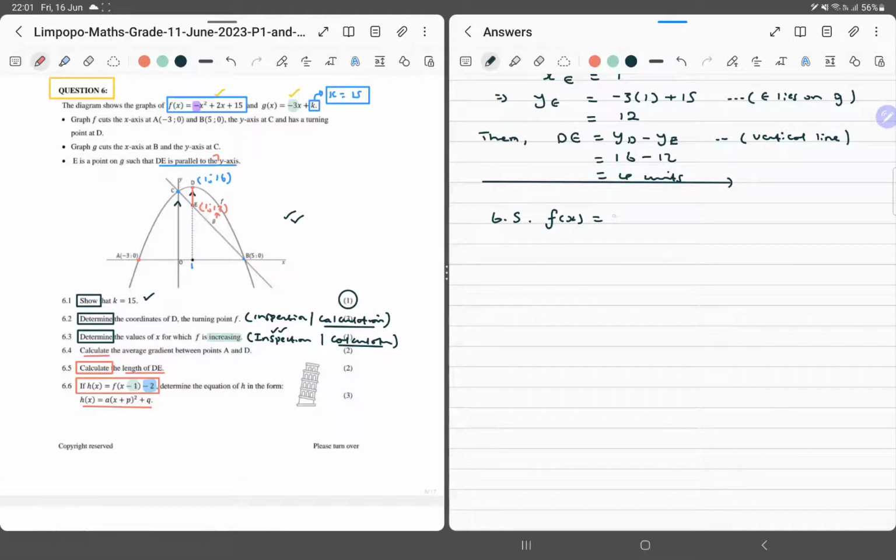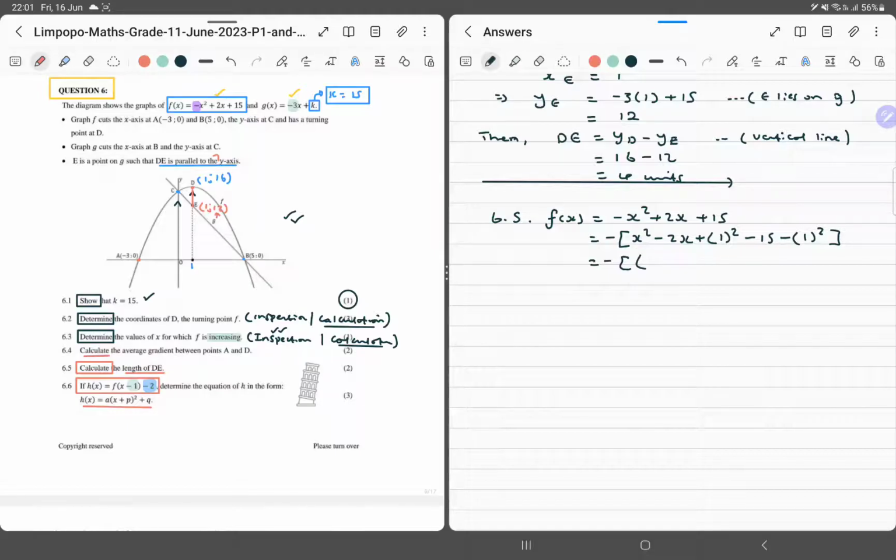f of x is equal to minus x squared plus 2x plus 15, which is equal to minus into x squared minus 2x minus 15. Maybe I should have just done this once and for all, guys, because wasting time is not fun. So we simply add half of that, which is just 1, square that, put the minus 15 and immediately subtract the same thing.